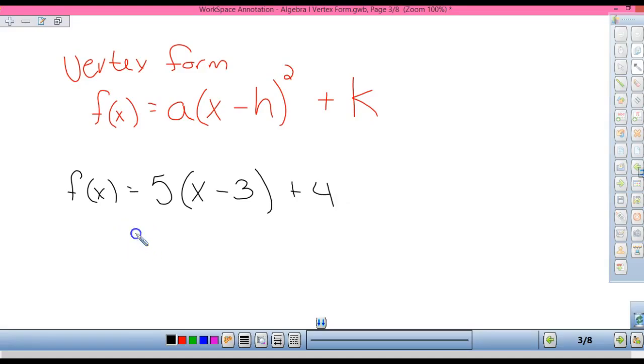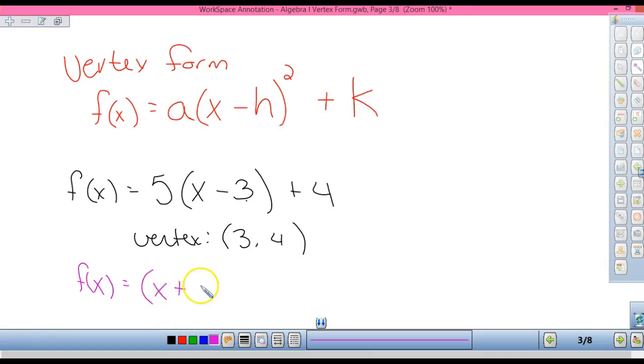Okay, so my vertex is what? 3, 4, because x minus h, so what's my h? 3. Plus k, so what's my k? 4. So let's say I have f of x equals x plus 7 squared minus 2.